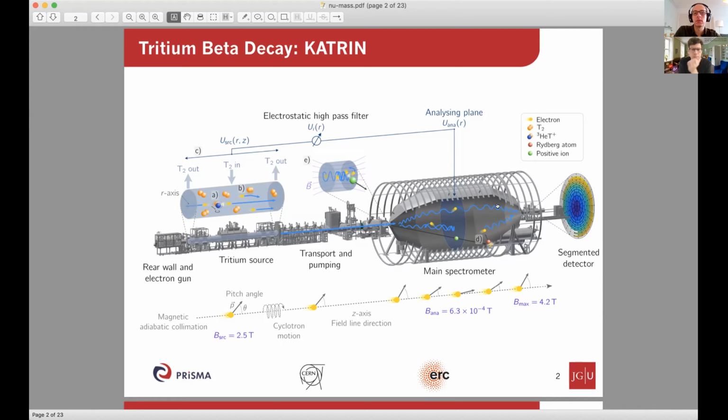And then we basically do a counting experiment. We see how many electrons are detected above the threshold that we've set. And then by varying that threshold, one can map out the upper part of the spectrum. And finally, behind the spectrometer, of course, there needs to be a device that's actually able to register the electrons.